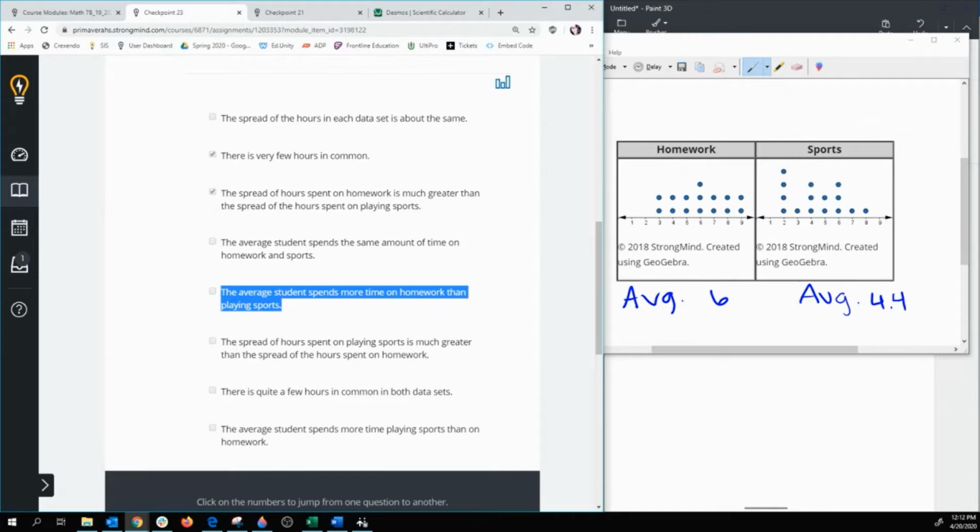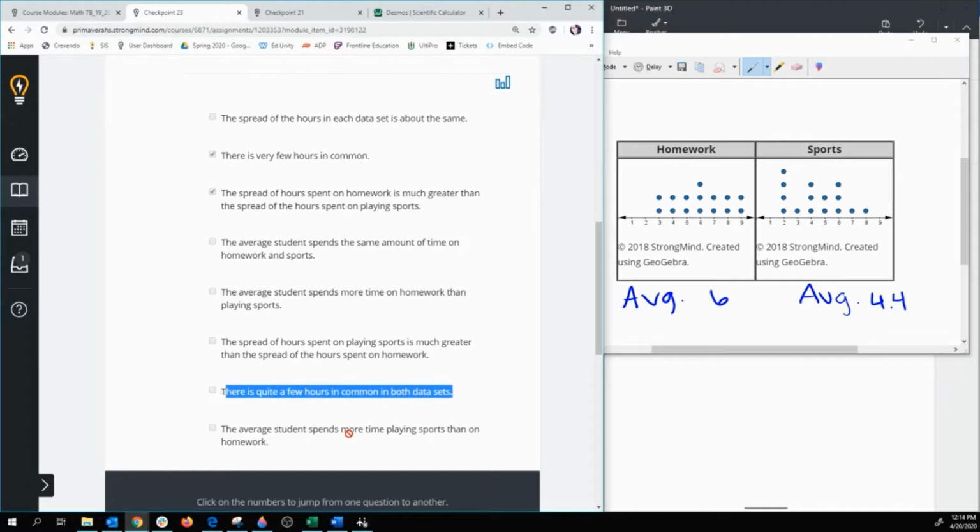And then give me 1 second. So if we look, both of our numbers are primarily between 2 and 9, right? Both of these numbers on the bottom are between 2 and 9-ish, right? There's no 2s here and there's no 9s here, but the bulk of them are in the center. So there are quite a few hours that are in common for both data sets, right? 6 has 3 people spend 6 hours on homework, 3 people spend 6 hours in sports, 5 people spend 2 hours on homework, 5 people spend 2 hours on sports.